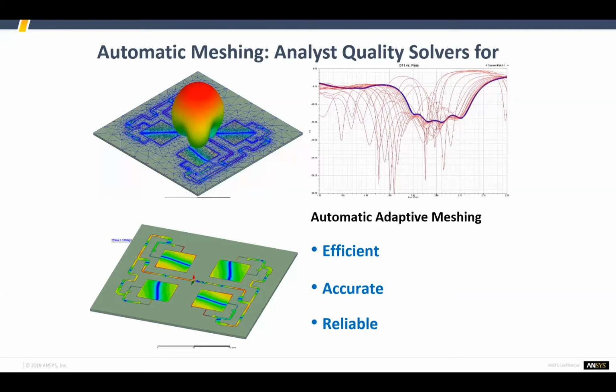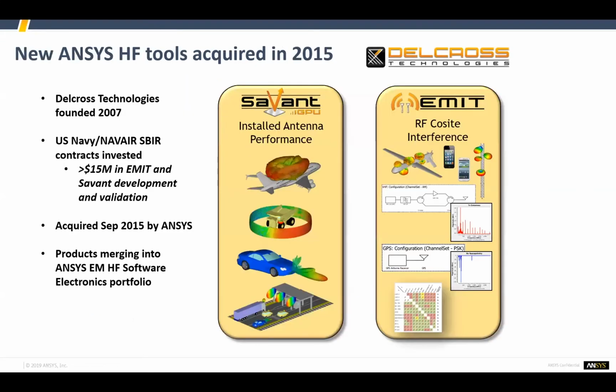Now, the other thing that we have done recently to increase our simulation capability when it comes to installed antennas is we acquired a company in 2015 called Delcross, and from that acquisition we ended up getting two types of solution tools. One would be the Savant tool, and the other one is the Emit tool. Both of these tools are what enabled us to start placing very small antennas on very large platforms.